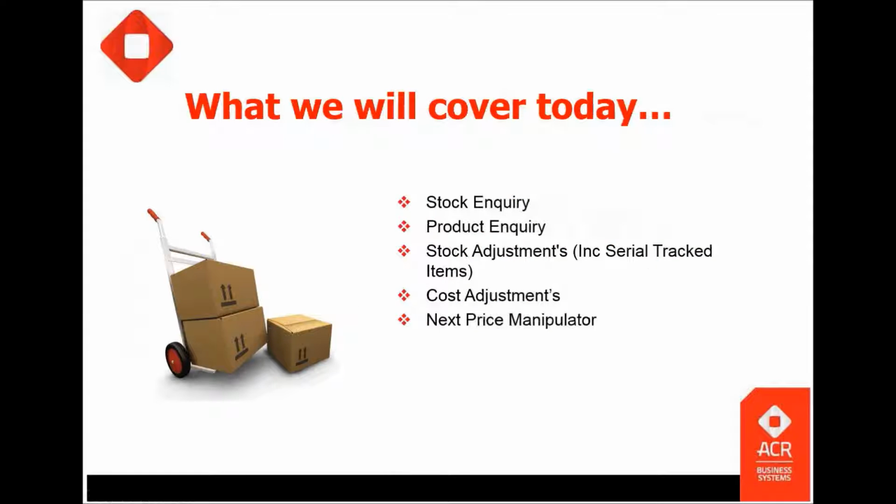What we're going to cover today. Today we're going to cover using the stock inquiry and product inquiry. We're going to cover stock adjustments. This includes stock adjustments of serial tracked items, which are handled slightly different within the system. We're going to have a look at performing manual cost adjustments. And we're going to look at using the next price/cost manipulator to do bulk cost changes on products, which does have a flow-on effect to price, but we'll look at it as a way of being able to do bulk cost updates.